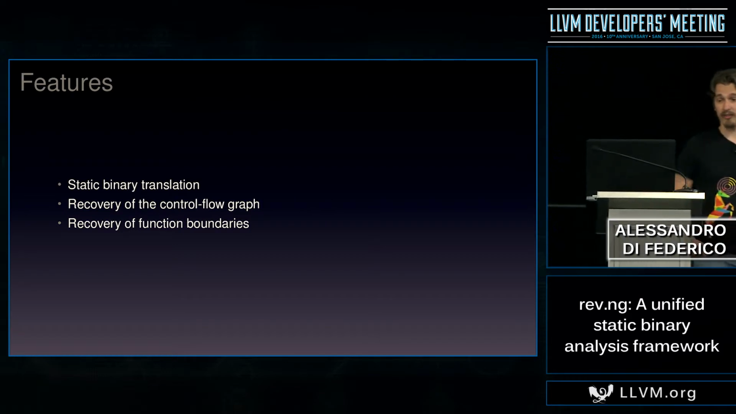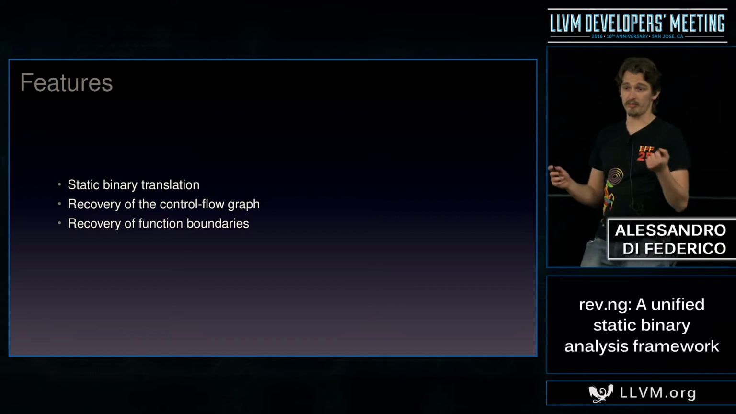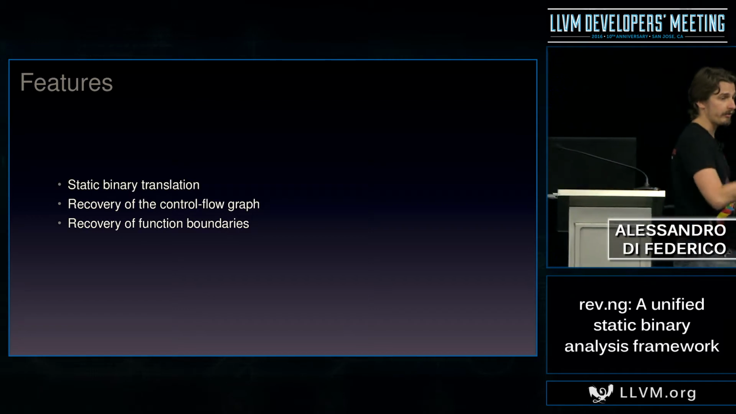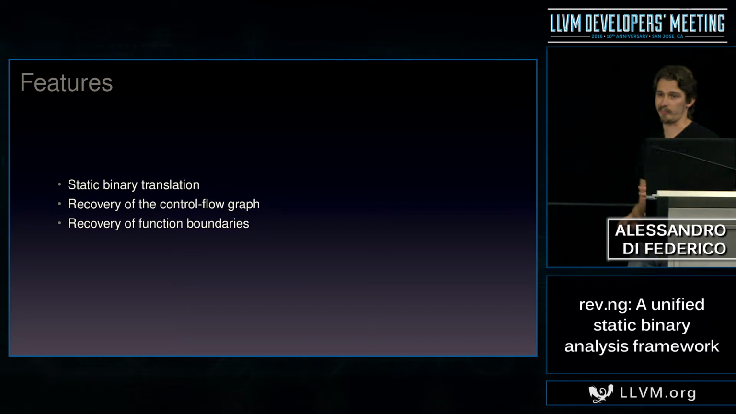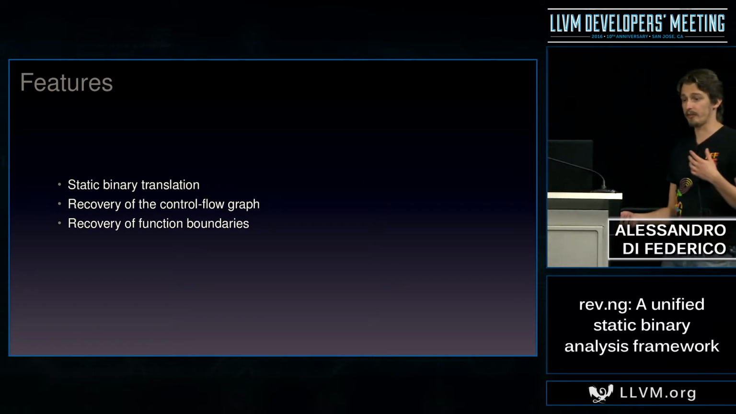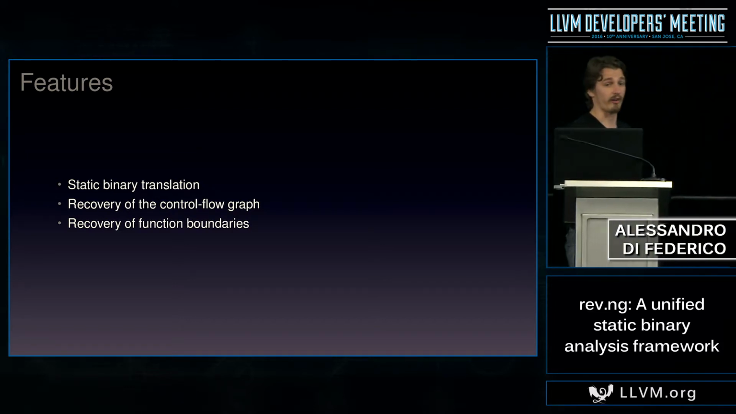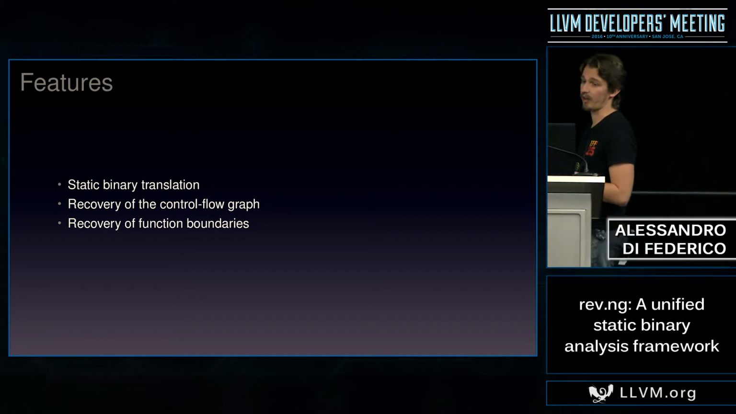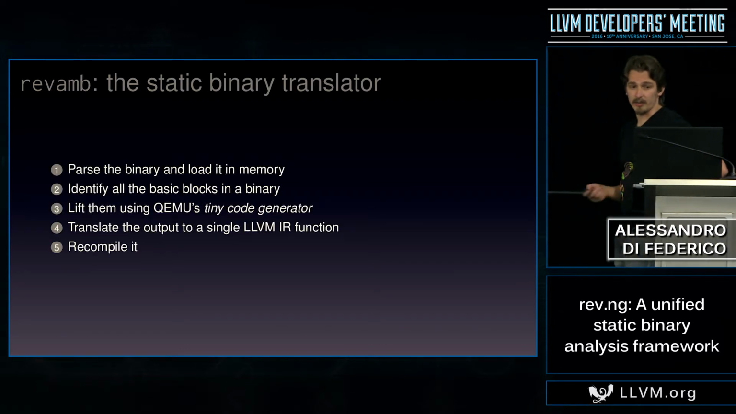So far, we have three main features. The core part is the static binary translator. This means taking a binary compiled for ARM, let's say MD5 sum, lifting it to some intermediate representation, and then recompiling it back to another architecture, say x86-64. Then, from the static analysis point of view, we can recover the control flow graph in a pretty accurate way, and we also recover function boundaries, so we try to identify which basic blocks in the binary belong to the same function originally.